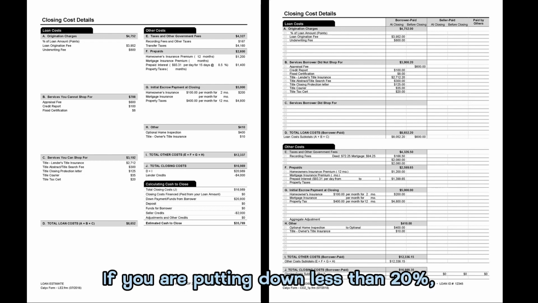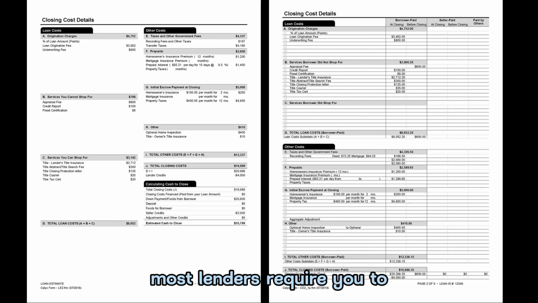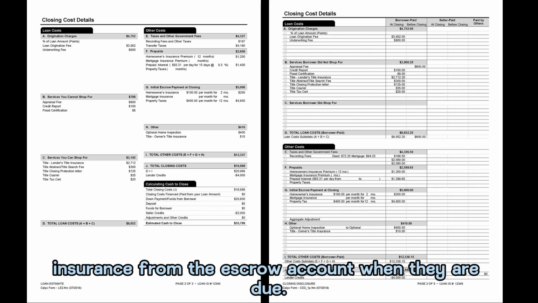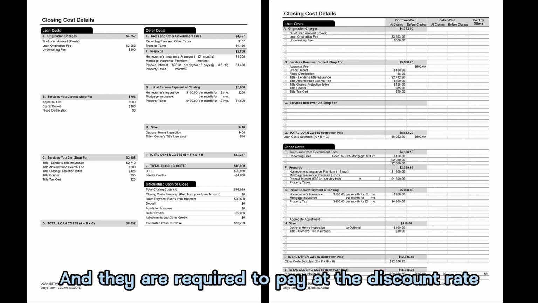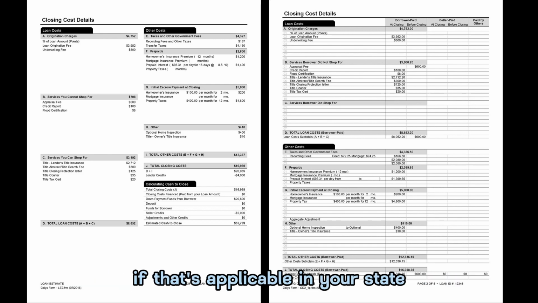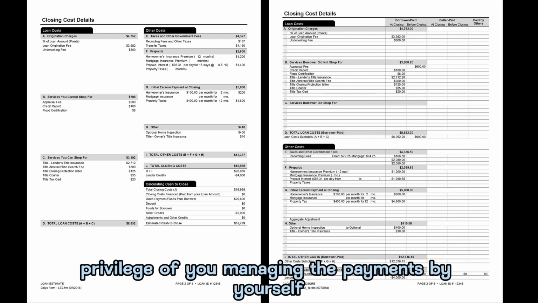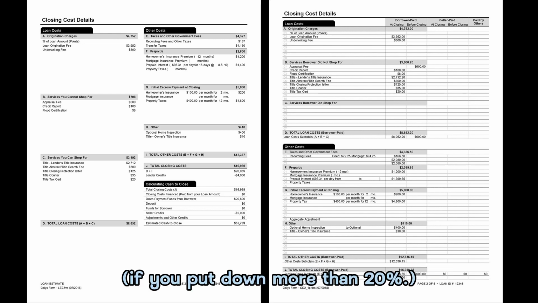If you are putting down less than 20%, most lenders require you to escrow the taxes and insurance. The lender will pay your taxes and insurance from the escrow account when they are due, and they are required to pay at the discount rate if that's applicable in your state, and earliest due date. If you do not want to escrow, most lenders charge a fee for the privilege of you managing the payments by yourself if you put down more than 20%.